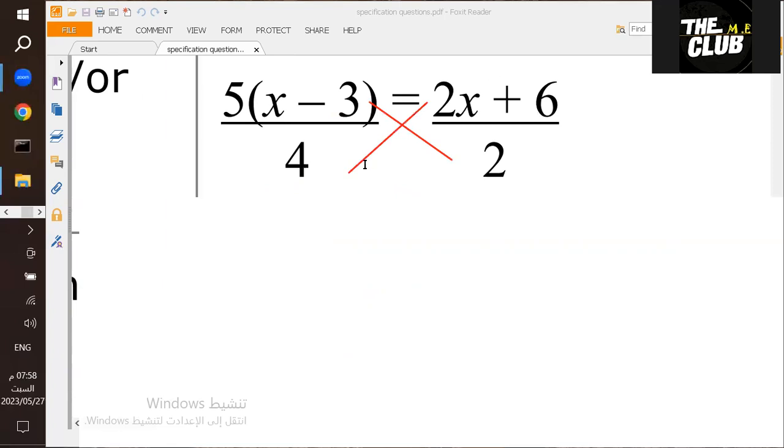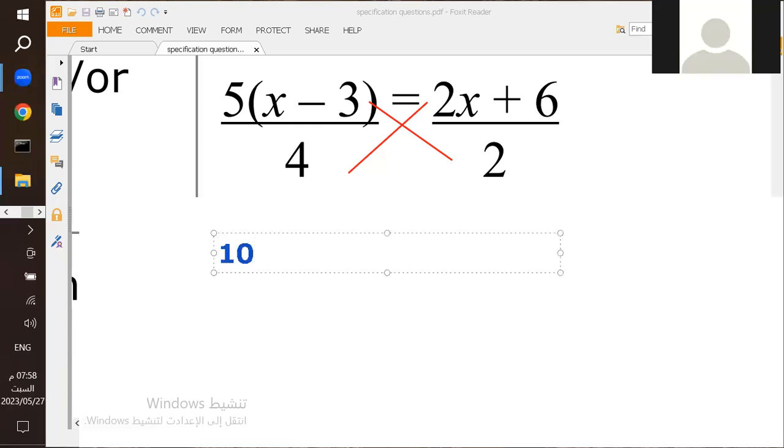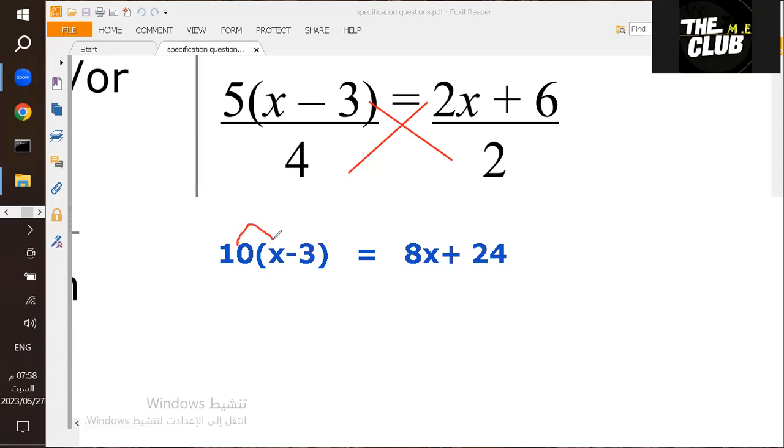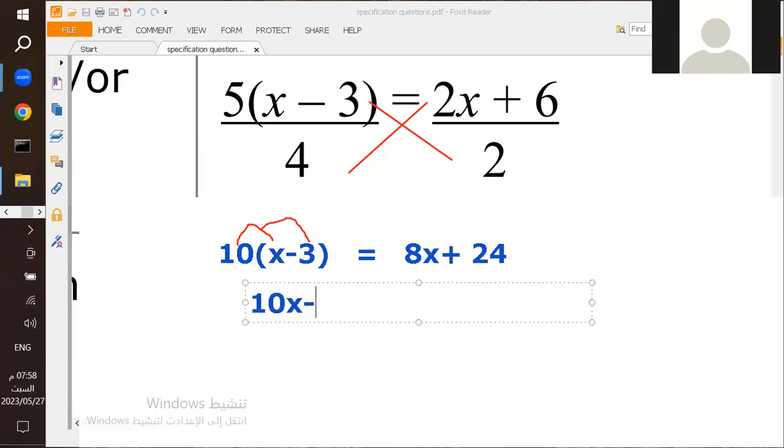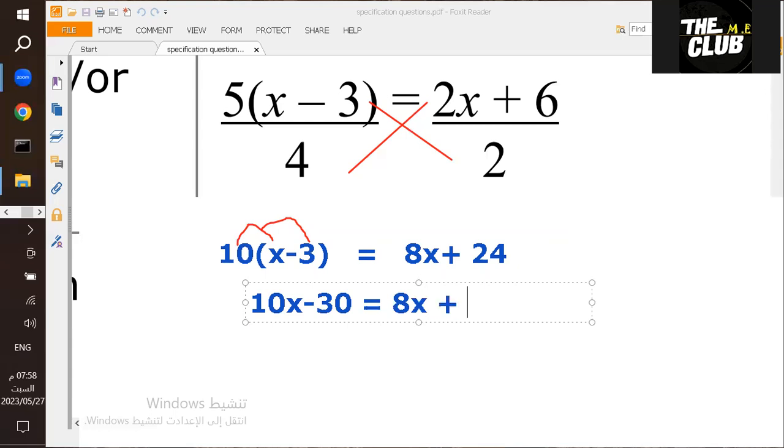Okay, so let's do 2 times 5 to get 10x. Let's do a bracket first. So x, then minus 3. On the other side, 4 times 2 gives 8x plus 24. When you expand the 10 inside the bracket, you get 10x minus 30 equals 8x plus 24.